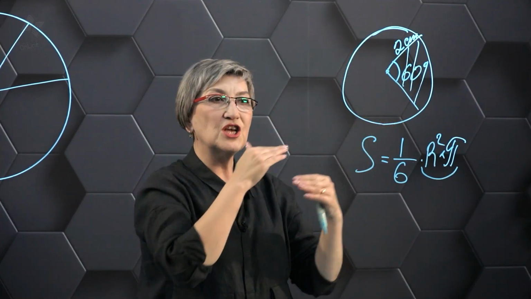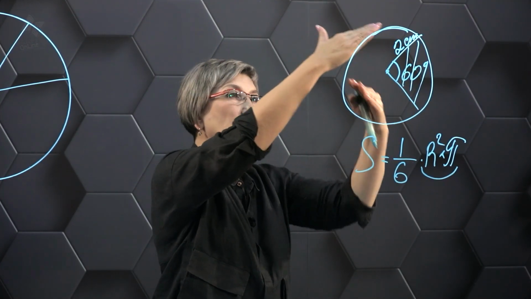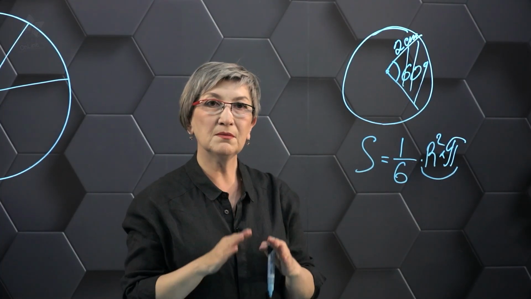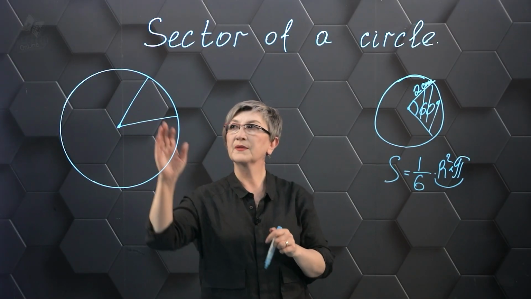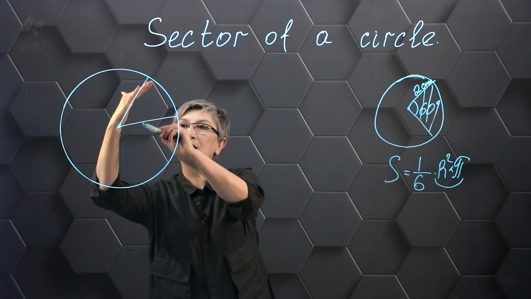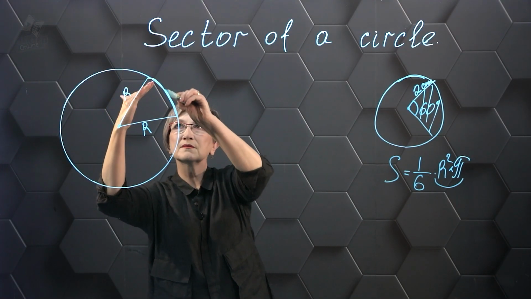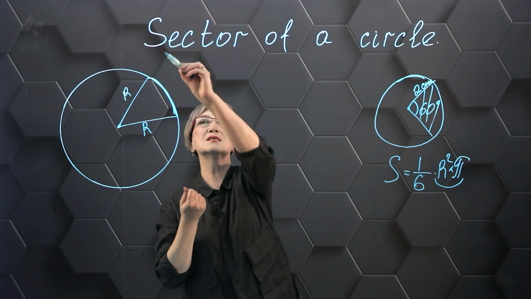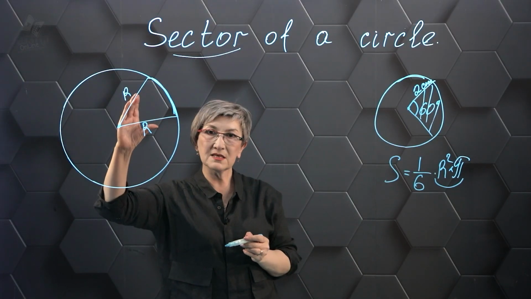In our problem, the part of our large circle will be called a sector. But let's give a definition for a sector of a circle. The part of the circle that is bounded by the radii and the arc is called a sector. It is a sector, but there are concepts of a small sector and a large sector.